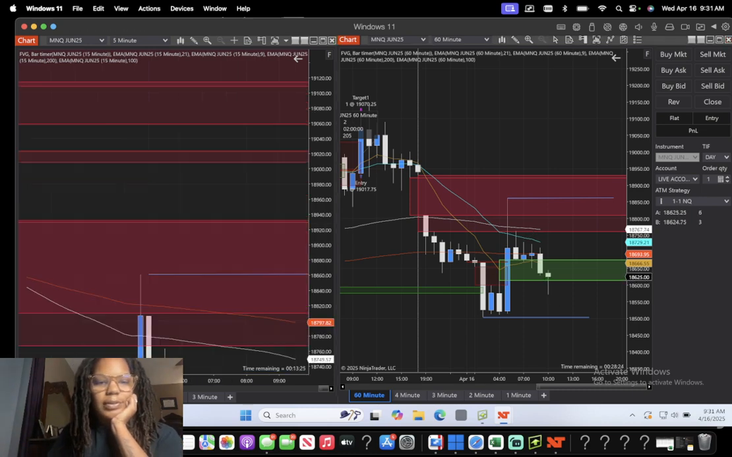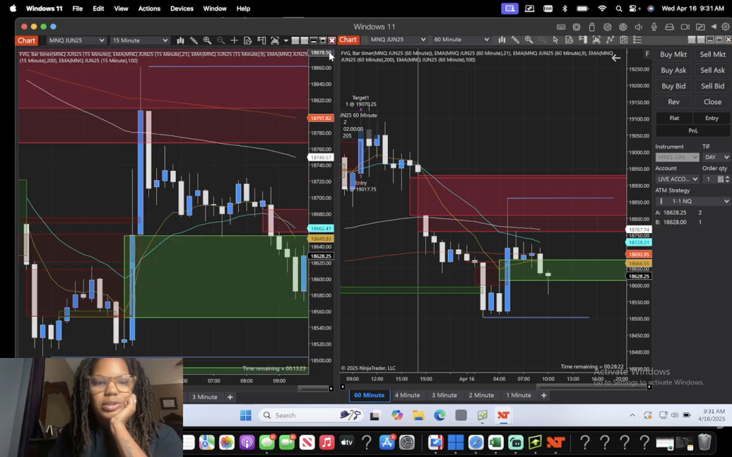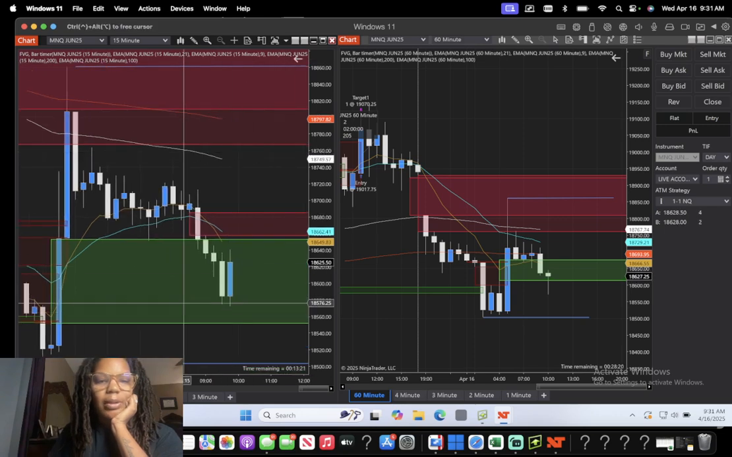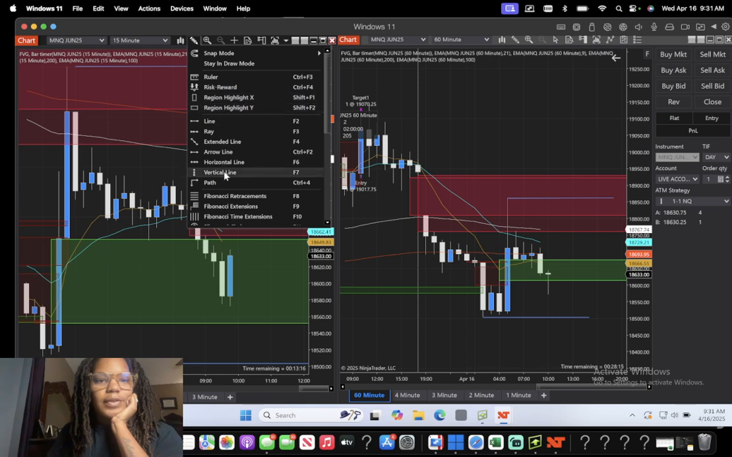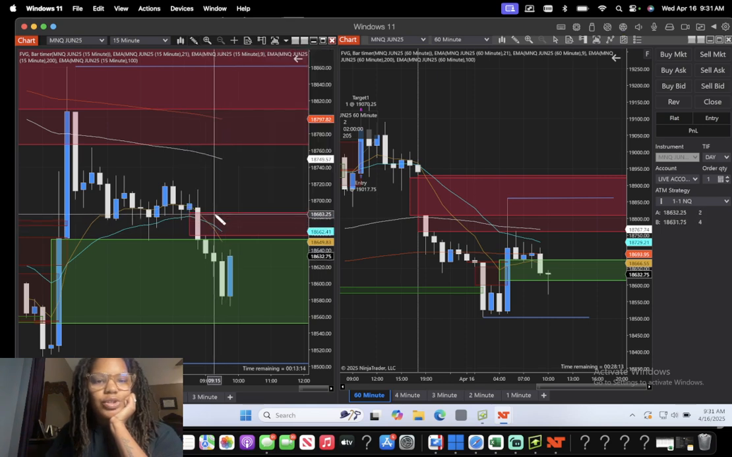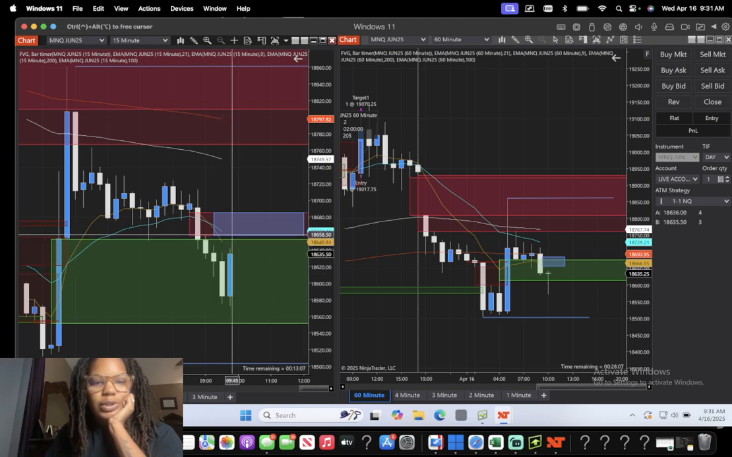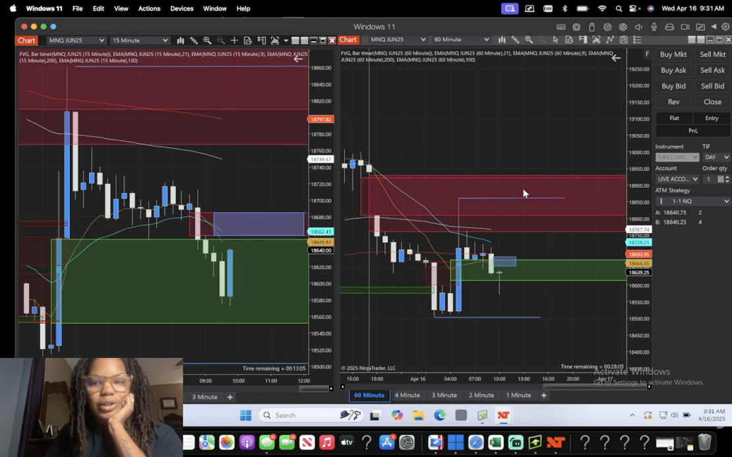Let's see what the 15-minute is showing us. Okay, we're in a bullish one, but then we do have this 15-minute bearish one underneath the EMAs. So maybe that's what we want to do. We want to come in here, tap into this gap here and then go lower.